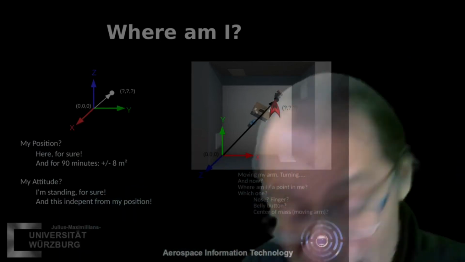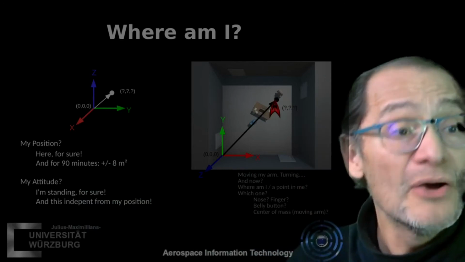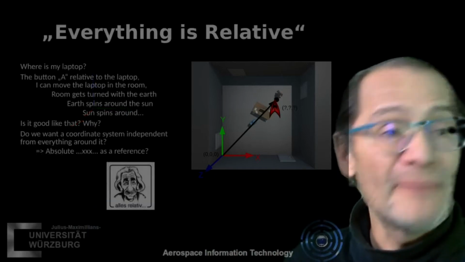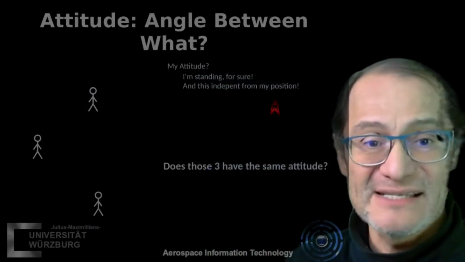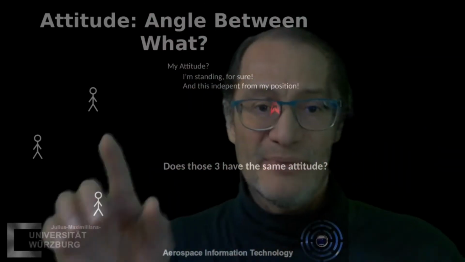So let's take this differentiation. What occurs if my reference is moving, or I am moving, or we are moving together? We are going to have many different of these reference systems. Let's take an example. Look at these three persons.